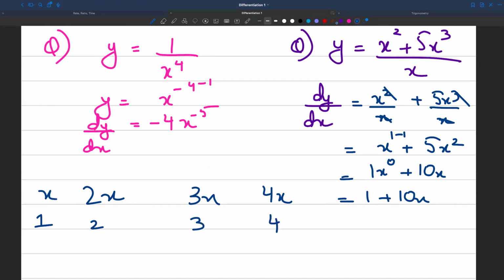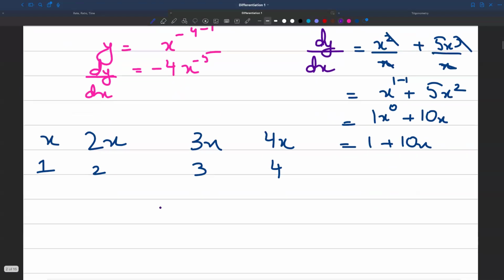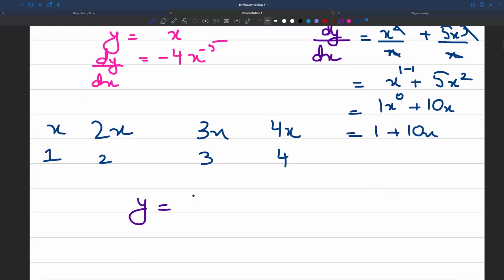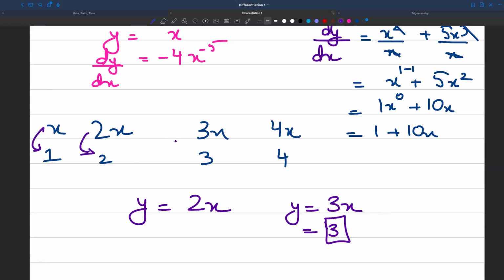And relating it to the equation of a straight line. If you have y is equals to 2x, what is the gradient? 2. Right? If you have y is equals to 3x, what is the gradient? That's 3. And by differentiating, we also get 3. But we also know from y equals to mx plus c that the gradient is 3, right? So whenever we differentiate x, it will become 1.